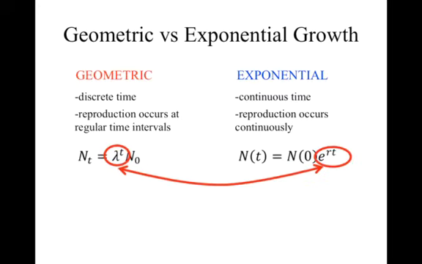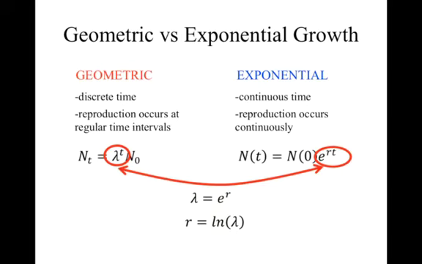Now, not surprisingly, we can relate these two equations based on that other term. And so what you'll notice is that lambda should equal e to the power r. If we do that, then these two equations are kind of the same. Same kind of deal. r then is equal to the logarithm of lambda. I've just taken the logarithm of both sides. And so this is how geometric and exponential growth equations are related.